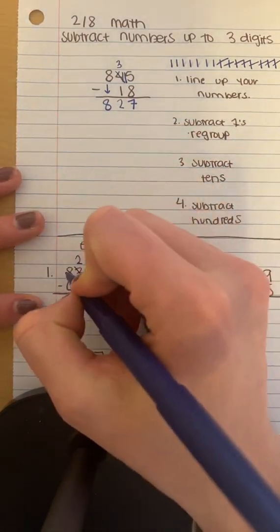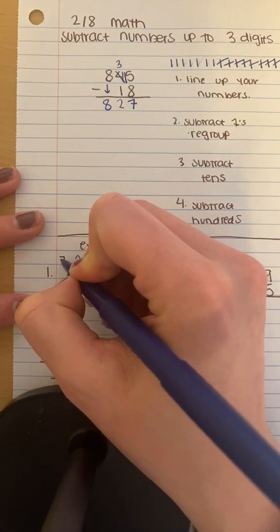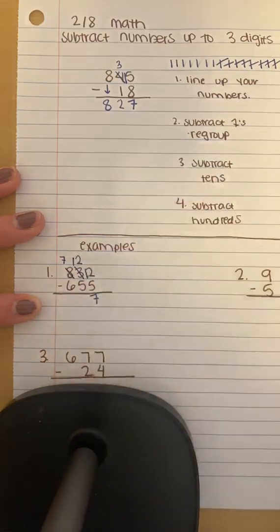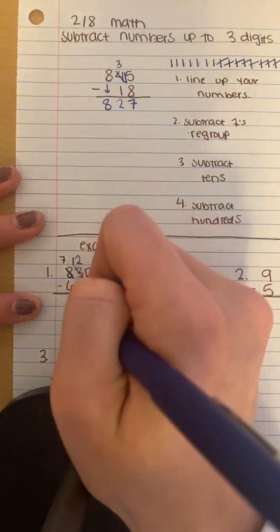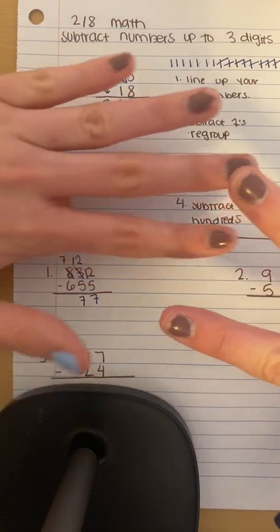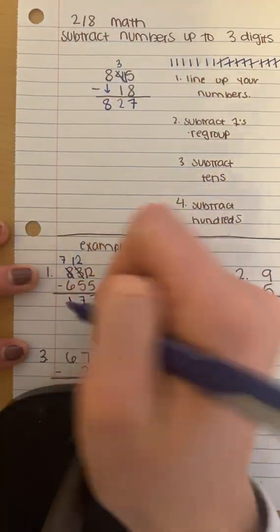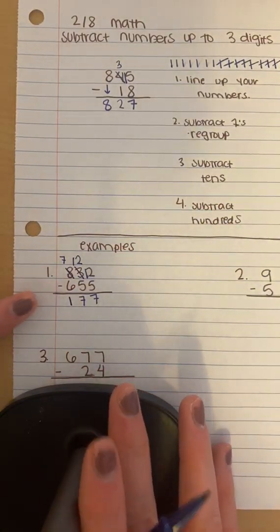So I'm going to, again, borrow from my hundreds. So I take 1 away. So 8 turns to 7, and this turns to 12. That one goes here. So now I have 12 minus 5, which I had over here. So 12 minus 5 is 7. And then if I have 7 and I take away 6, I'm left with 1. So 832 minus 655 is 177.